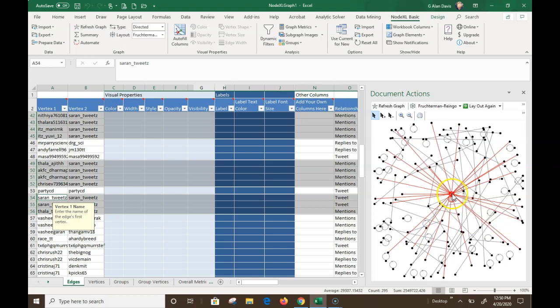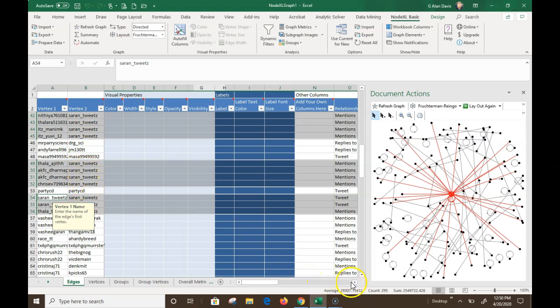So when I click on something over here in the graph, not only does it highlight the lines of communication and the different people nodes in this network, but over here on the left, it also highlights the actual tweets themselves. So here we can see in this vertex 2 column, we can see that person in the middle, that Saren Tweets, is the person sending out this tweet.